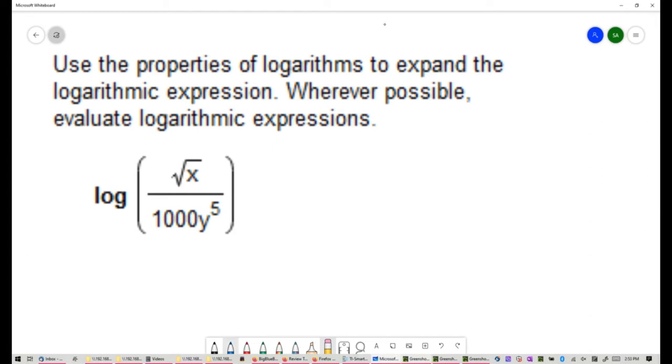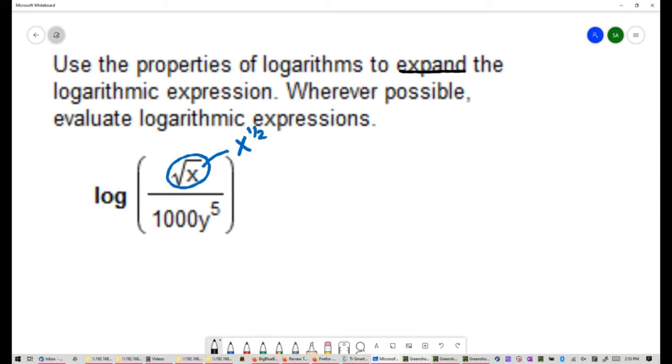So one thing that I want to recognize about this is I've got a radical in this problem. And having a radical is the same thing as having an exponent as well. So instead of writing square root of x, we're going to write that as x to the 1/2 power. And we're going to expand using some log properties. We're going to expand using the product and quotient rule.